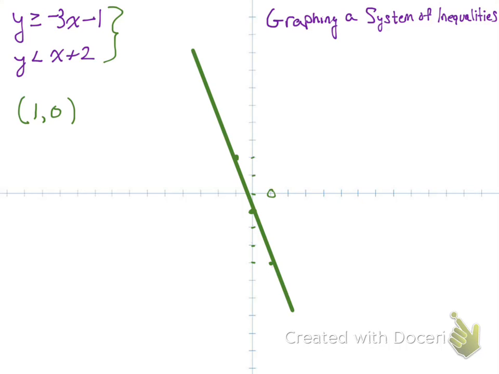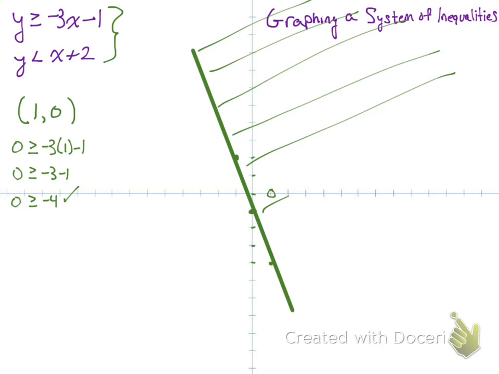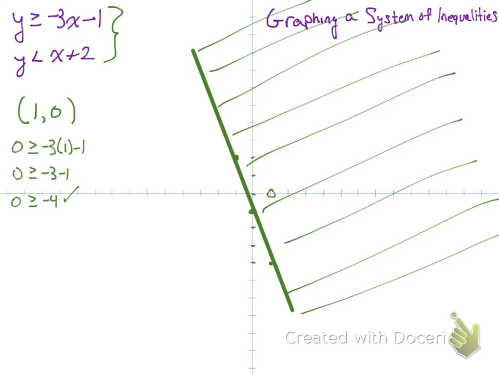So here I go. We're looking at 0 in for y. 0 is greater than or equal to negative 3 times 1 minus 1. So 0 is greater than or equal to negative 3 minus 1, which just gives me 0 is greater than or equal to negative 4, which is true. So the point that I just tested is a solution to the inequality, which means I need to make sure that I shade going this way. Don't color this in darkly right now, just lightly shade to that side of the inequality. You'll see why in just a second.